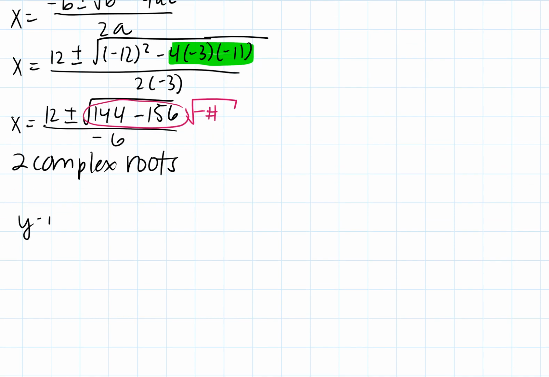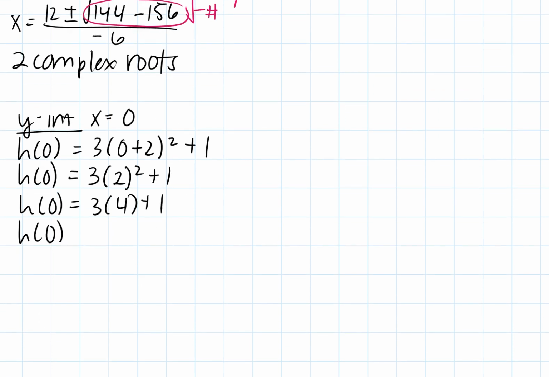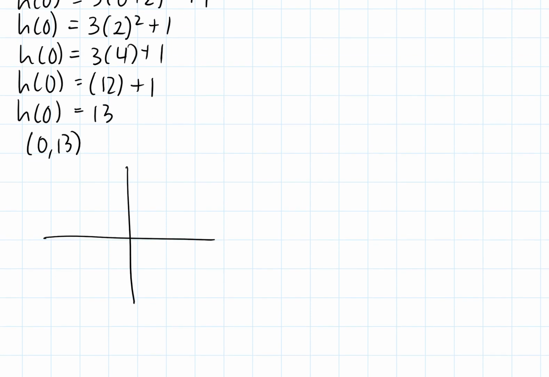So now let's look for the y-intercept by setting x equal to 0. h of 0 is 3 times the quantity 0 plus 2 squared plus 1. We follow PEMDAS, we do what's in the parentheses, then we square, then we multiply, and then we add. So we have a function that has a y-intercept at (0, 13).